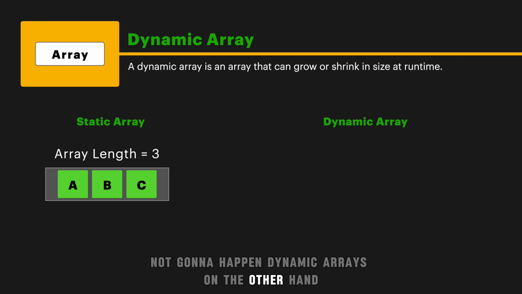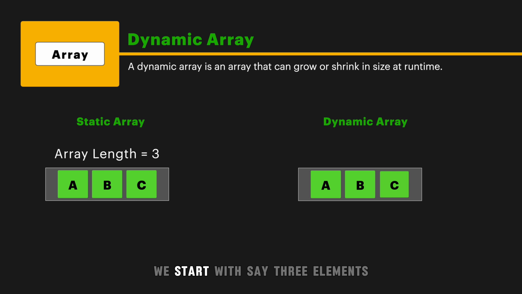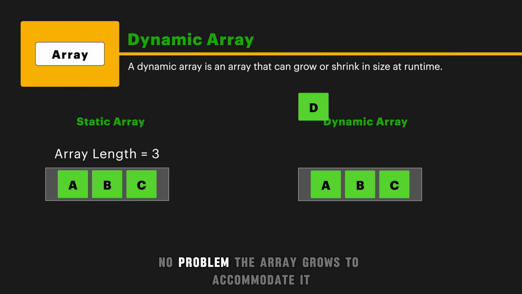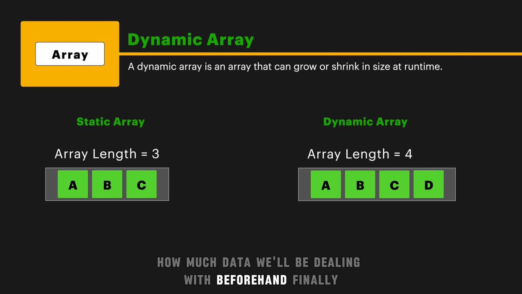Dynamic arrays, on the other hand, are like magical donut boxes that expand as needed. We start with, say, 3 elements, but if we want to add a 4th, no problem. The array grows to accommodate it. This flexibility is super handy when we don't know how much data we'll be dealing with beforehand.